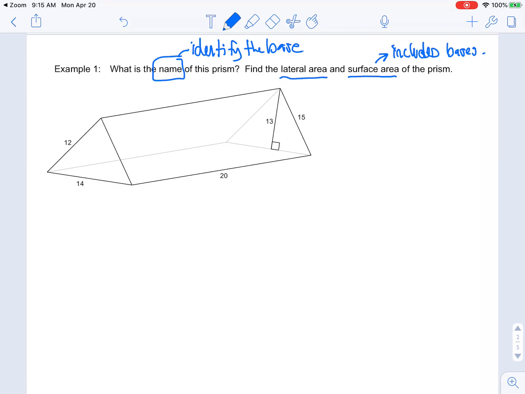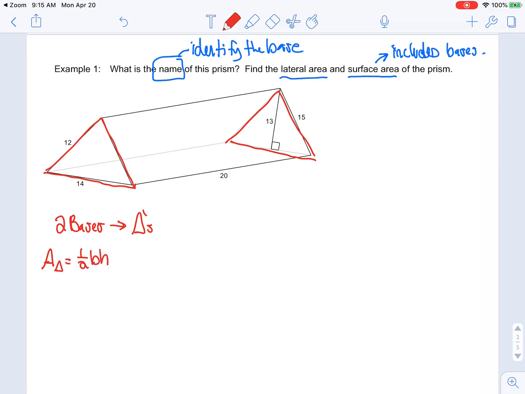So if we go back to this figure, you want to notice that the two parallel and congruent surfaces are these triangles. So we have this one triangle here, and we have this second triangle here. That means that our two bases are going to be triangles. Now, start with how do you find the area of a triangle? To find the area of a triangle, we need to do 1/2 base times height.